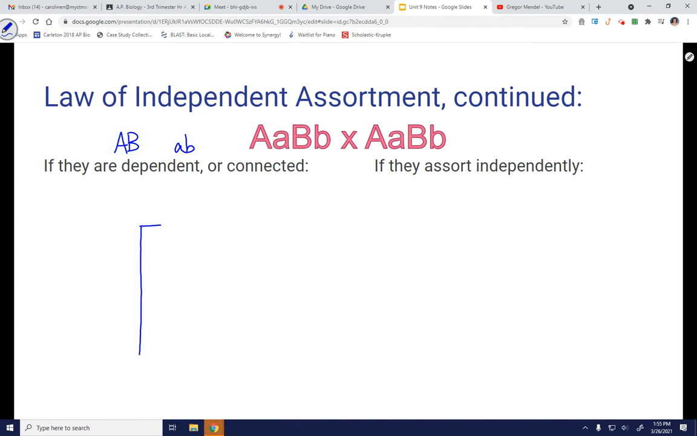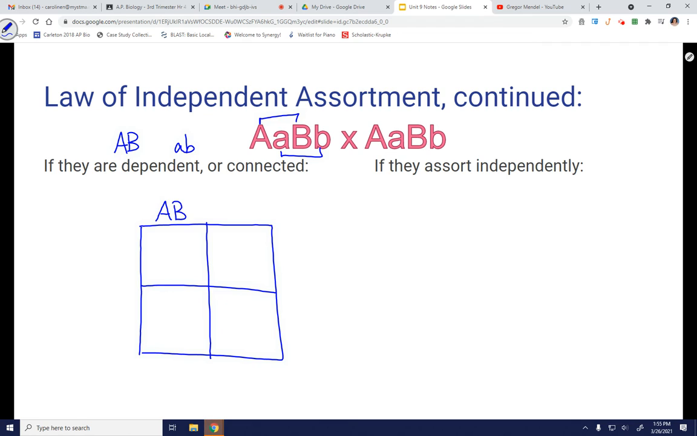That would mean that our Punnett square is actually pretty simple, because if these two always stay together and these two always stay together, there aren't all that many combinations. This parent is either going to pass on the two dominants or the two recessives. You with me? And the same for this parent.